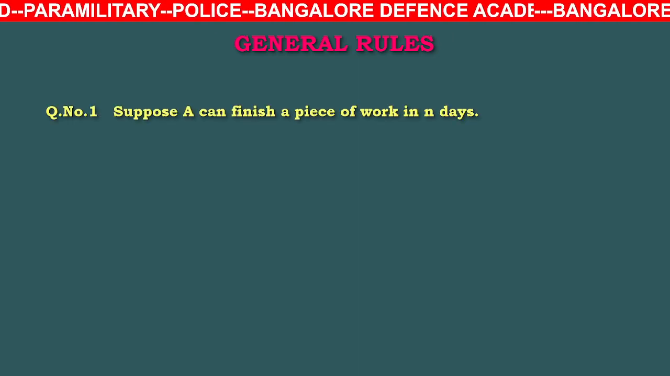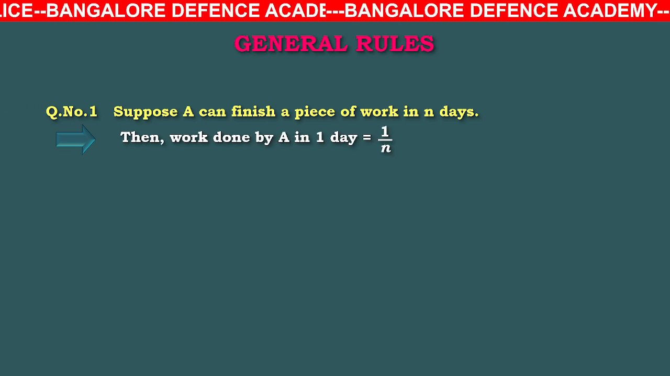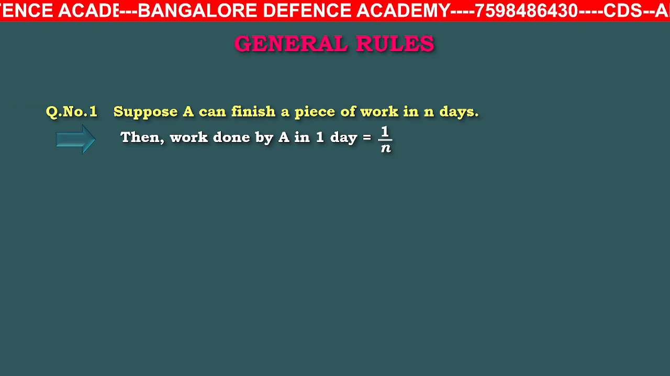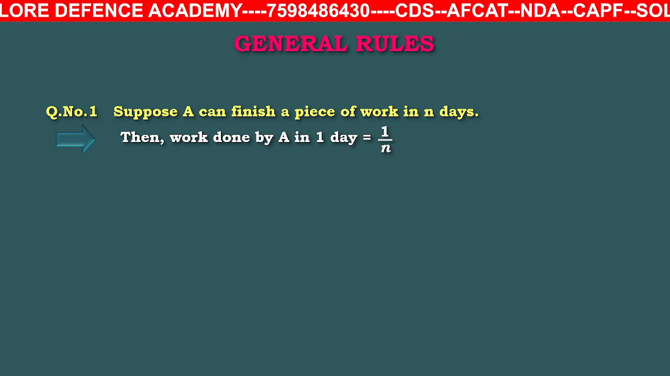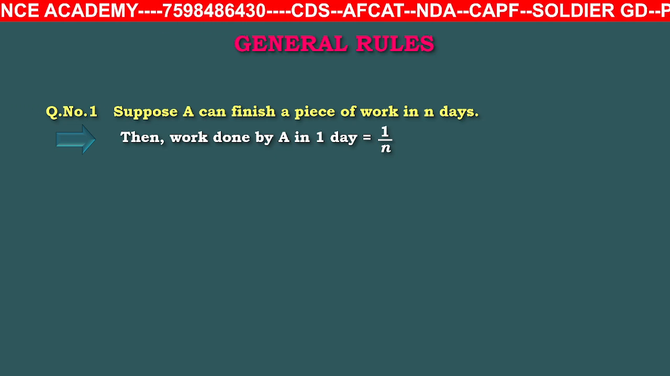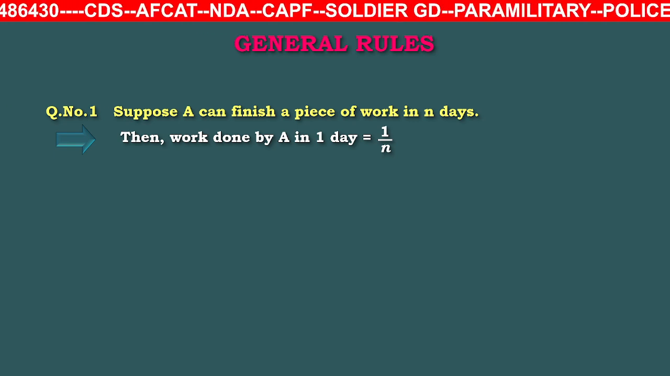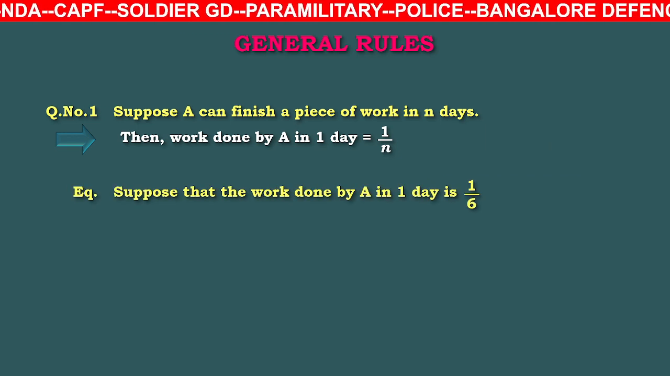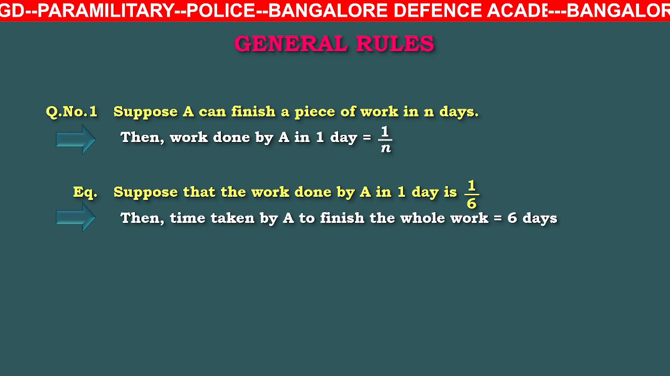Next, a few rules before trying to solve the time and work questions. Suppose A can finish a piece of work in n days, then work done by A in one day is 1 by n. Imagine if a question says A can finish a work in 10 days, so in one day the work is 1 by 10. If B can finish a work in 15 days, so B's one day work is 1 by 15. You have to remember this. Now let us take an example to understand the rule. Suppose that the work done by A in one day is 1 by 6, then the time taken by A to finish the whole work is 6 days.